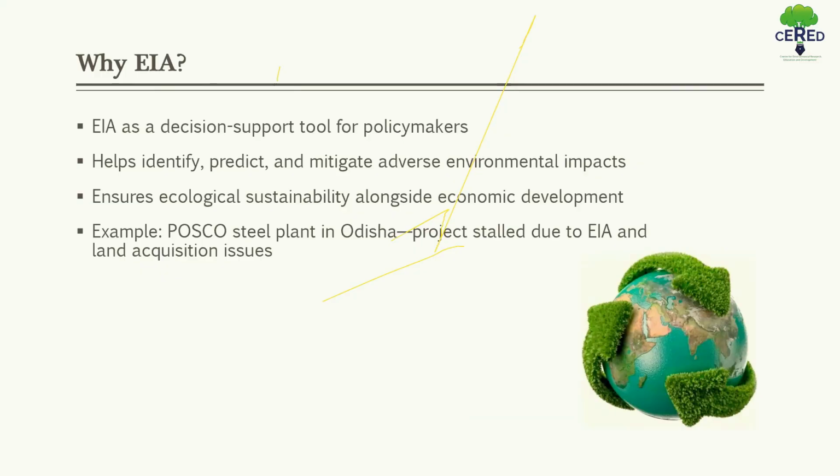Okay. So if the problem is solved by EIA, why is EIA important in many projects, or in fact in every project? Because EIA helps decision makers foresee the environmental outcomes of projects. Let us understand with an example of the POSCO steel plant. We see environmental impact assessment helps to identify, predict, and mitigate adverse impact. But then why was the POSCO steel plant in Odisha stopped, or why is the project stalled?